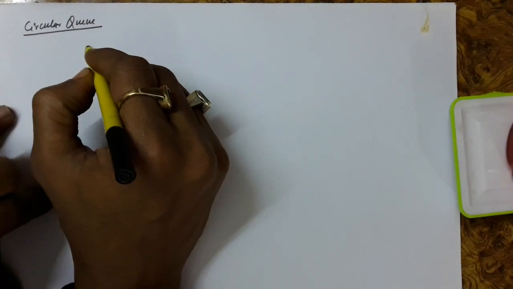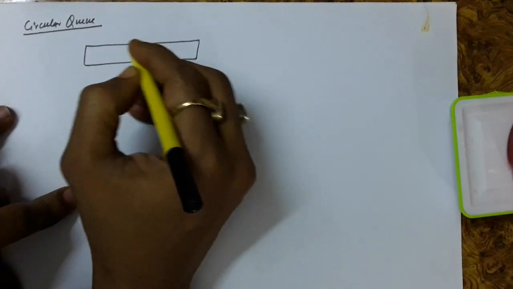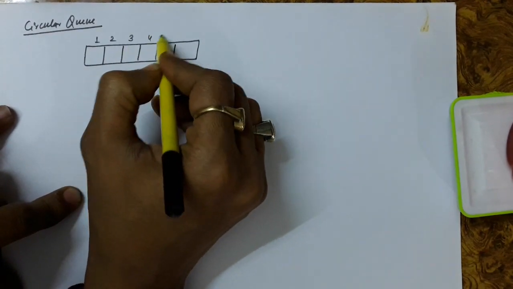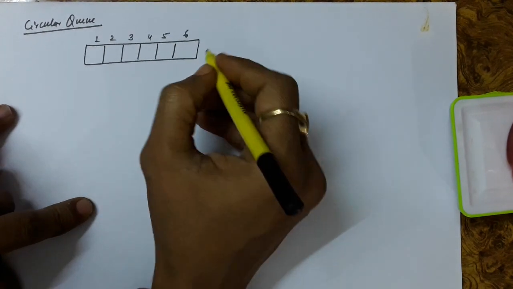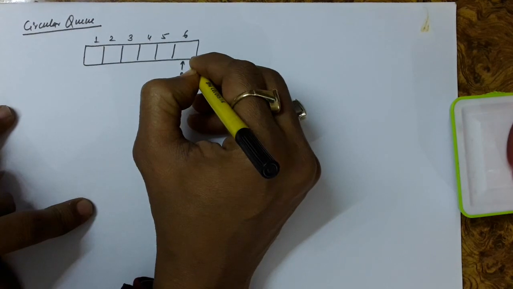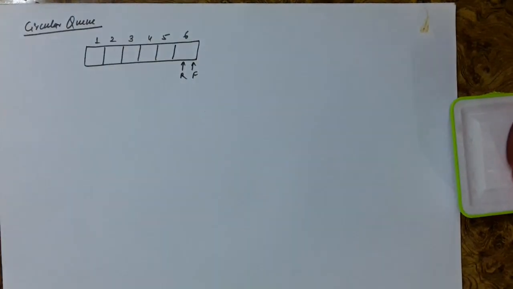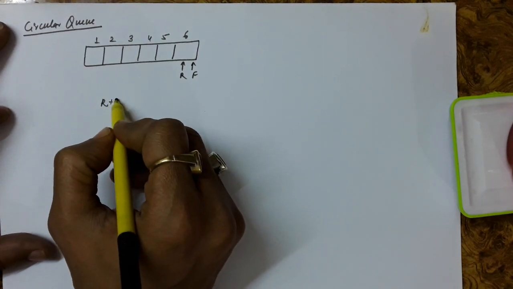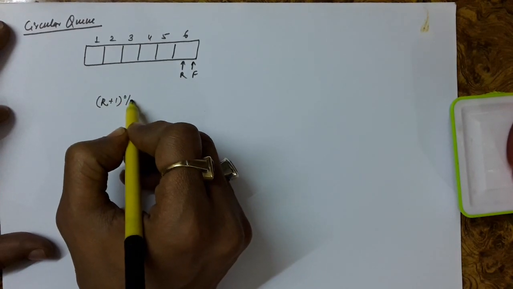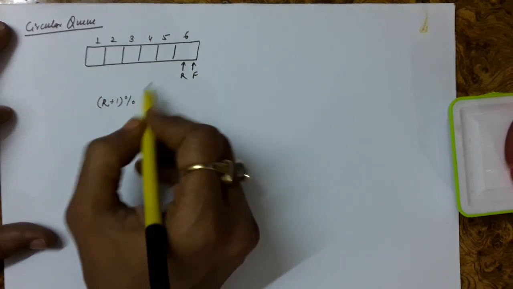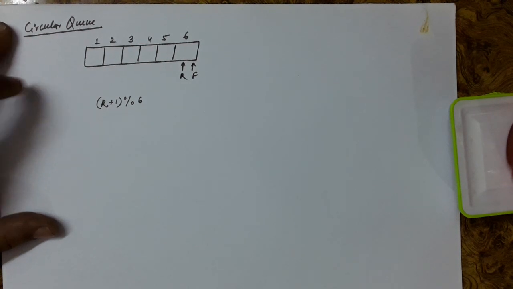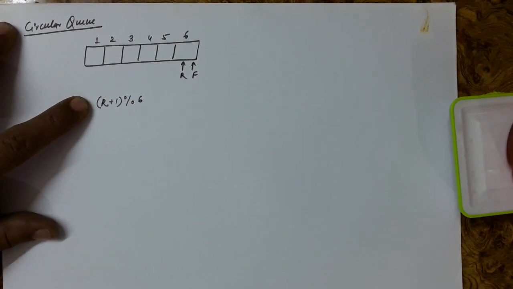Now suppose there is a buffer, and in this buffer, let's mark the positions 1, 2, 3, 4, 5, 6. Let's say the rear and the front both have been initialized to the last position. Now suppose you have to insert an element. For insertion of an element, you simply follow rear plus 1 mod size. The size of this is 6. So for insertion, you're following this rule: rear plus 1 mod 6.